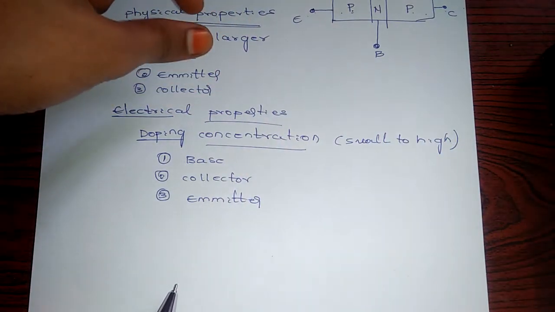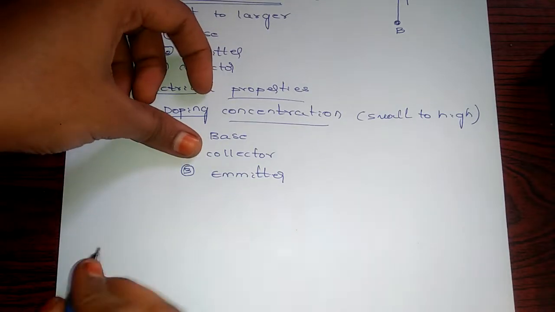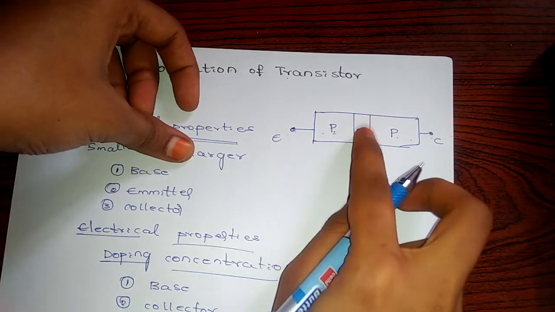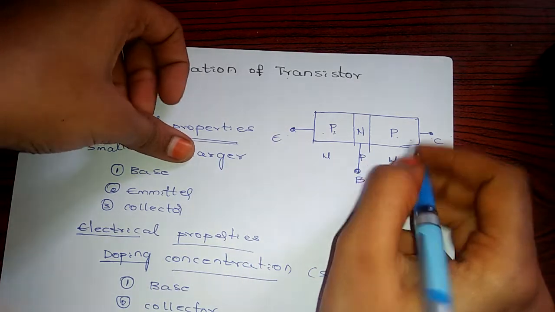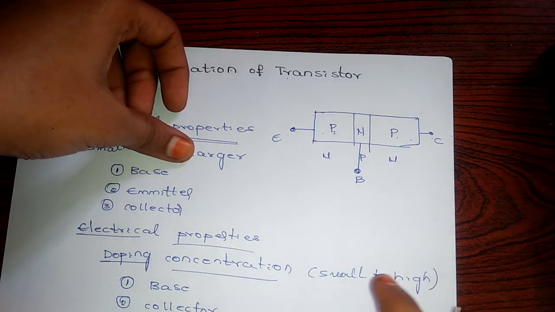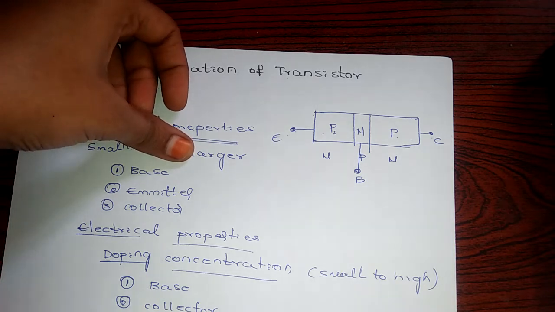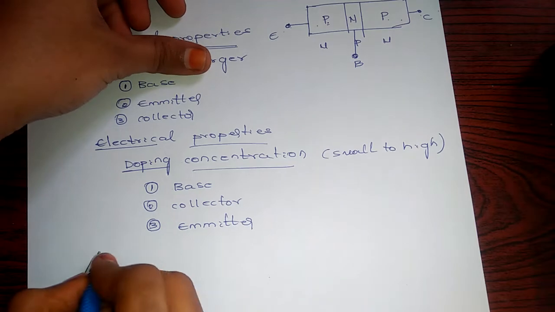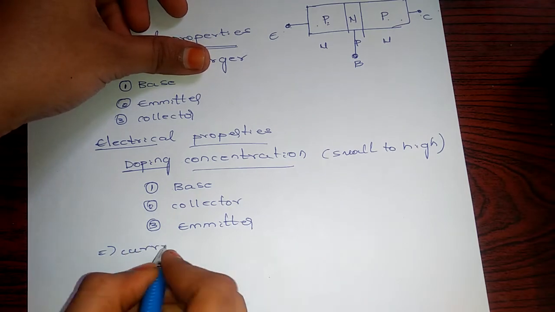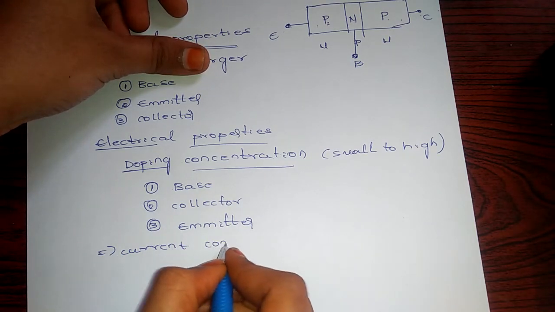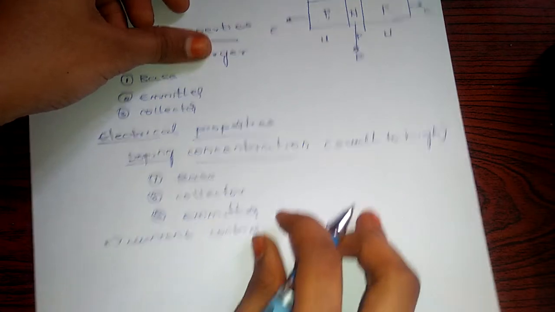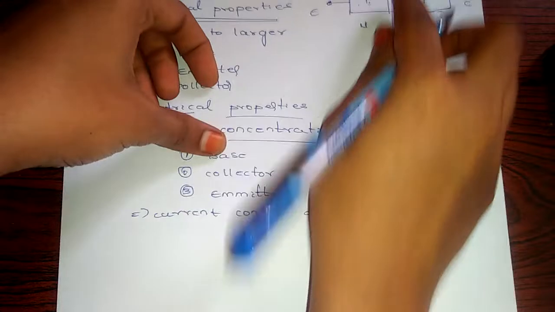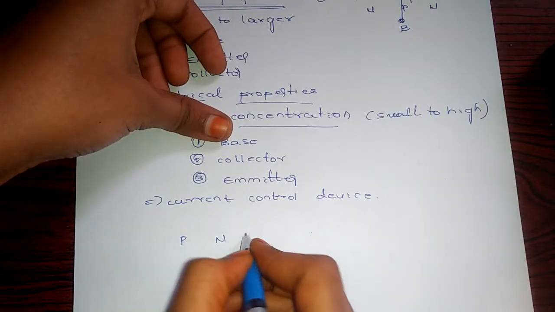Here again we have PNP and NPN transistors. Transistor is a current control device. It is a current control device.